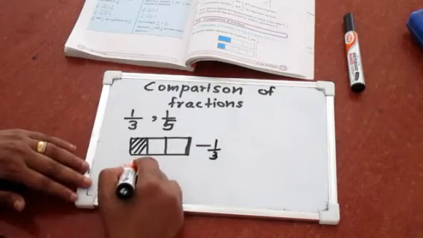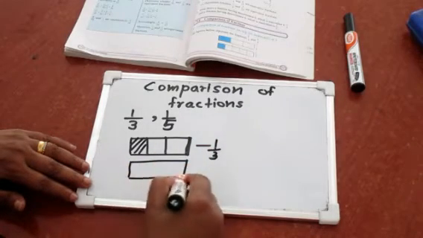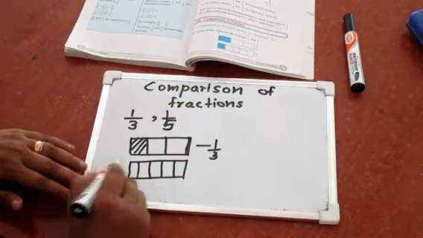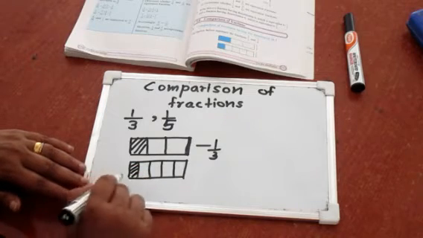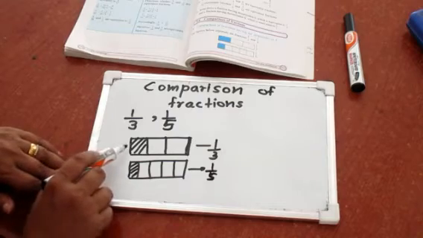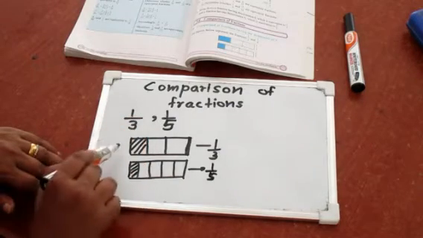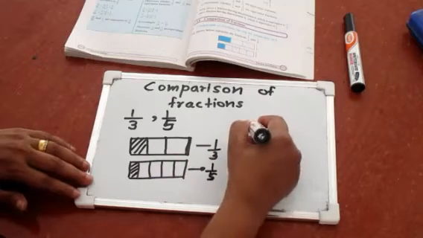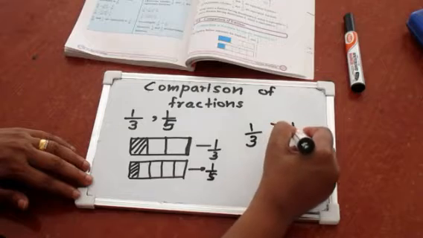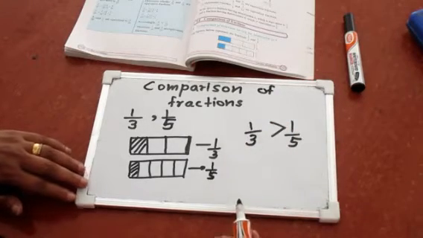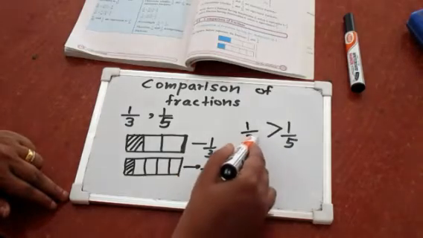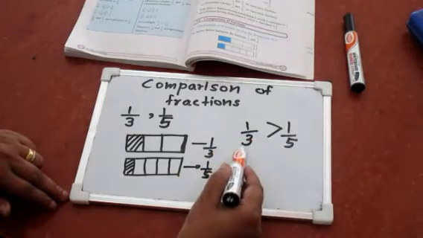Now divide the same quantity into 5 equal parts. Now color 1 out of 5. Then this represents 1 over 5. Now you can see the largest fraction out of 1/3 and 1/5 is 1 over 3. Then we can represent this using symbols. 1 over 3 is greater than 1 over 5. Then what is the least denominator here? Out of 3 and 5, the least denominator is 3. This is the largest fraction.